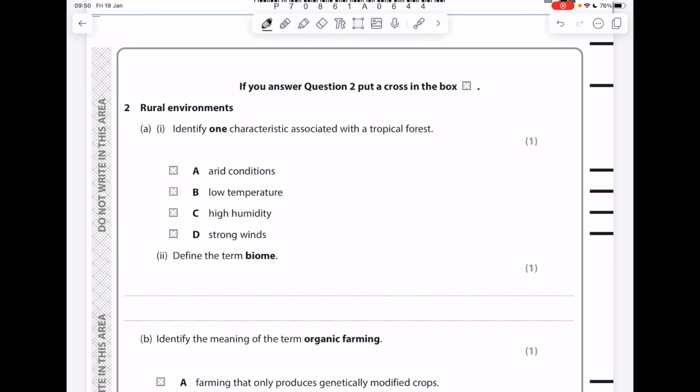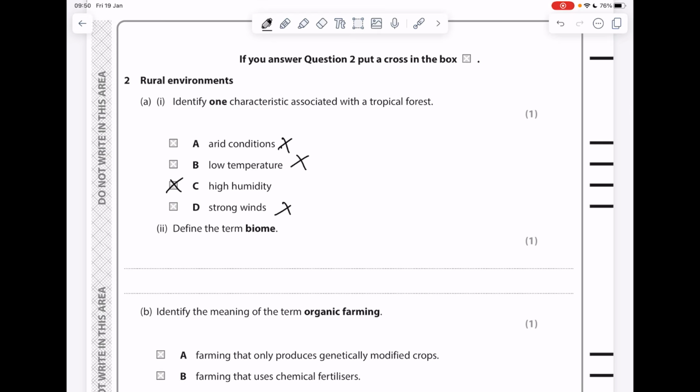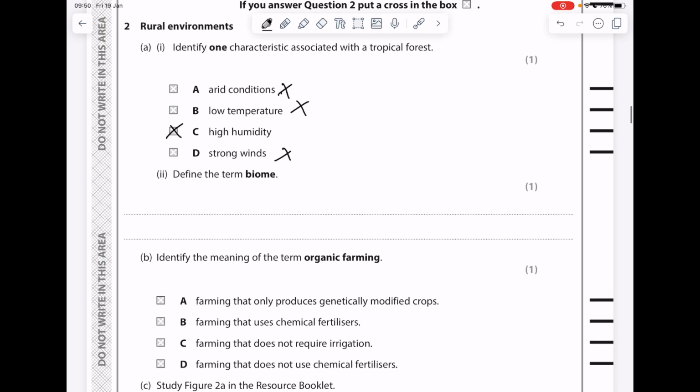Rural environments, identify one characteristic associated with a tropical forest. Arid conditions, no, that means dry. Tropics are definitely very humid. Low temperature, no, they're hot. High humidity, yes. Strong winds, no. Define the term biome. It's a plant and animal community covering a large area of the Earth's surface.